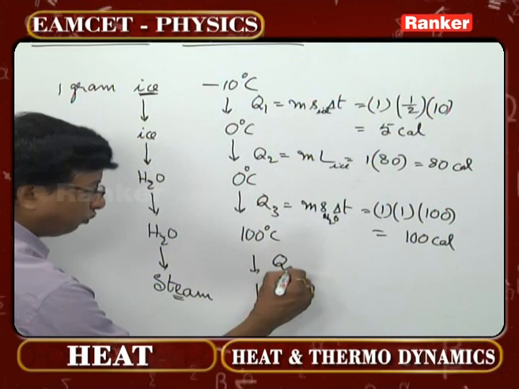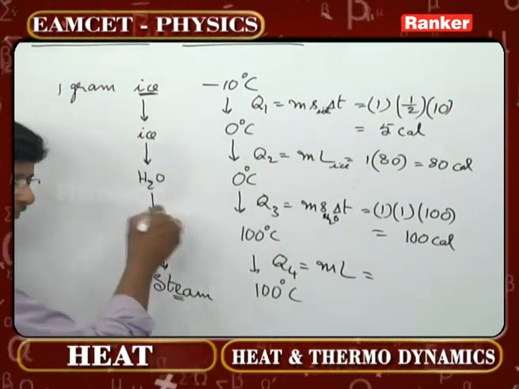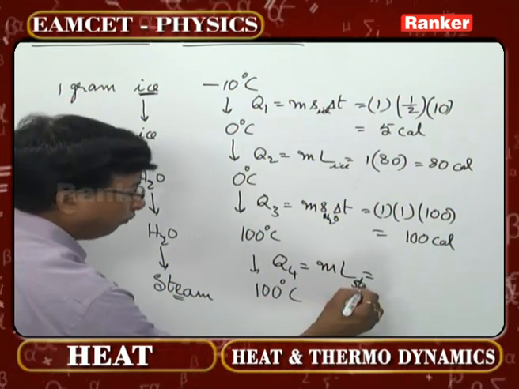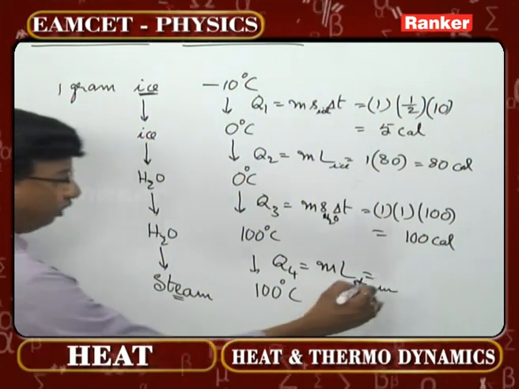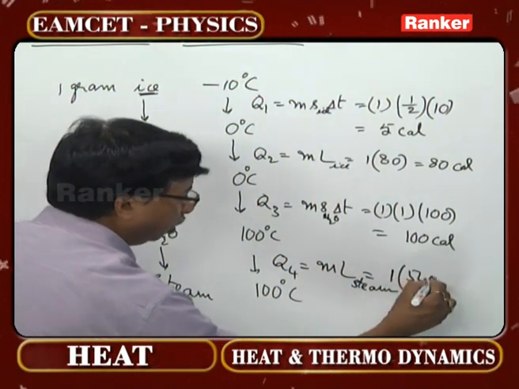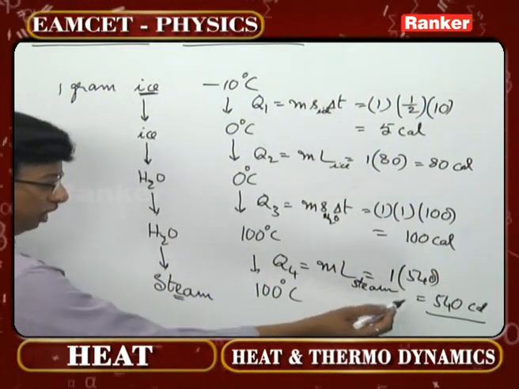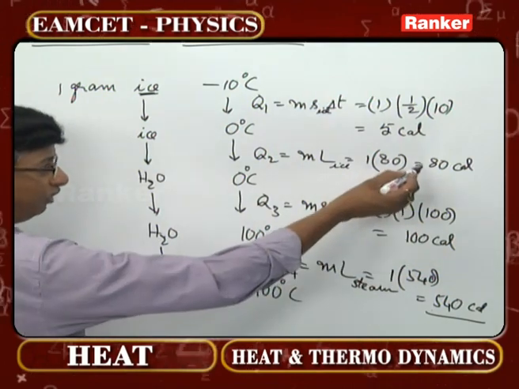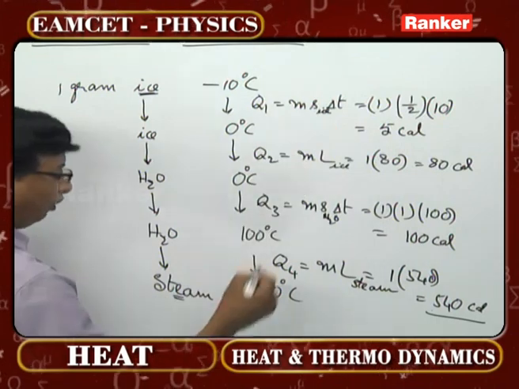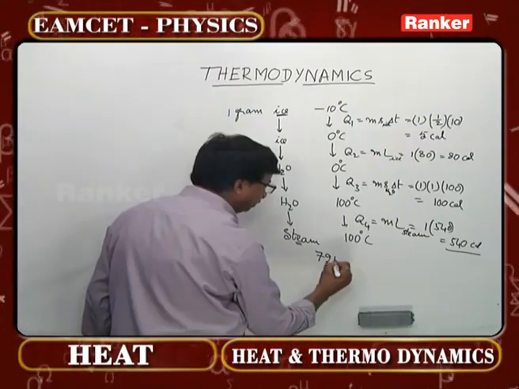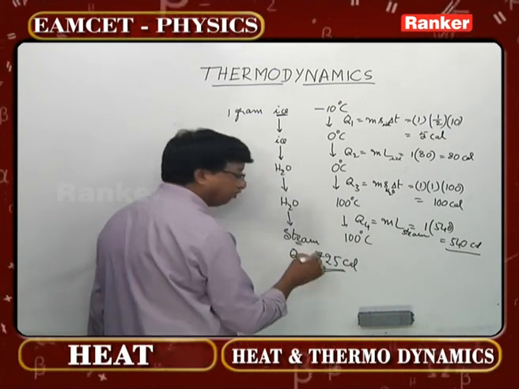Now in the fourth stage, Q4 becomes mL, because once again it is a change of state that is taking place. L of what? The steam value we should take, and its value is 540. So 1 into 540, how much will it be? 540 calories. Now look carefully, 540 plus 100 plus 80 plus 5. It is 540 plus 100, 640, 720 and 725. That is the total heat energy that is really required.